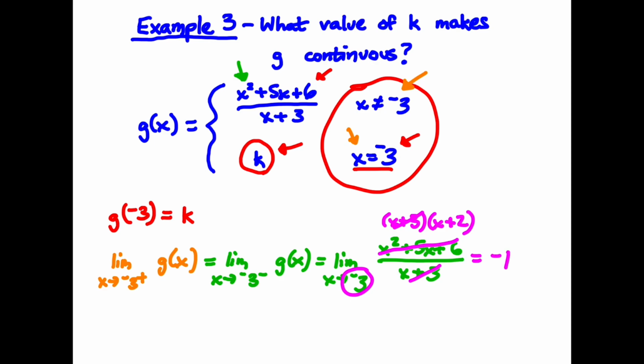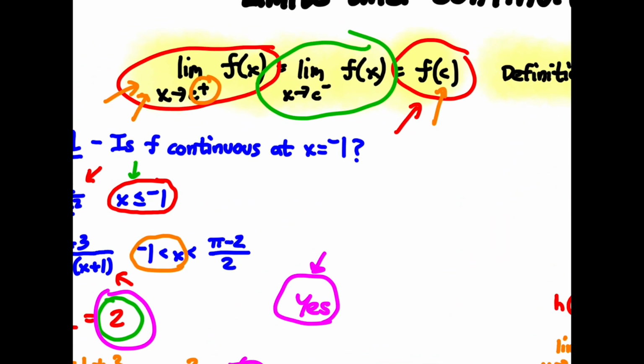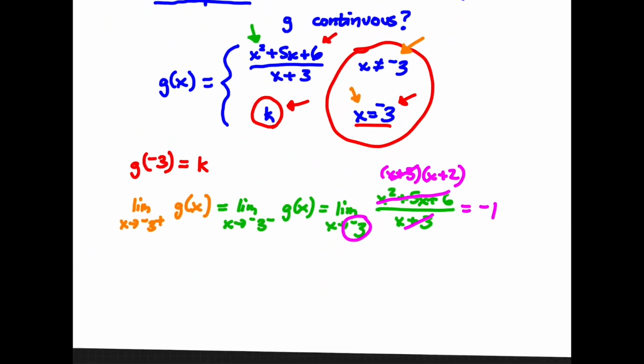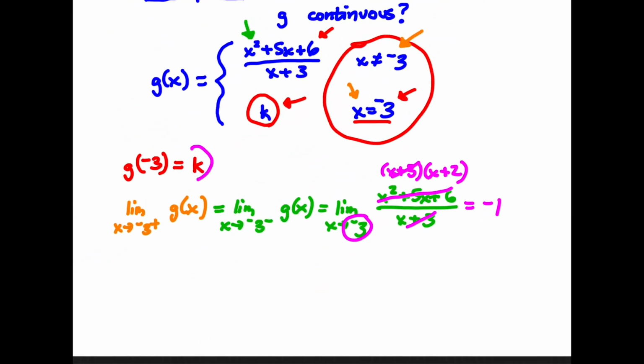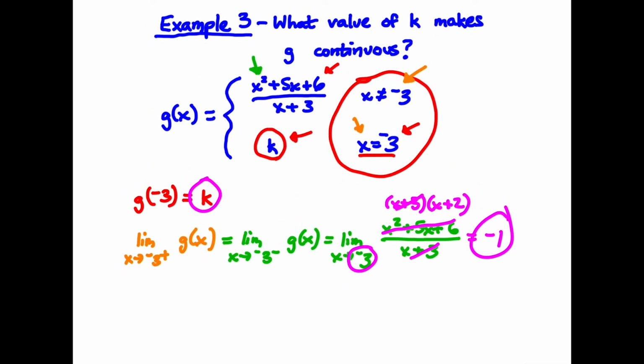Now, based on our limit definition of continuity, all three of those things have to be equal. So what we need to do now is basically set this equal to this, which is actually what we're finding. It says what value of k makes g continuous. So it would just be k is equal to -1, and that's the answer.